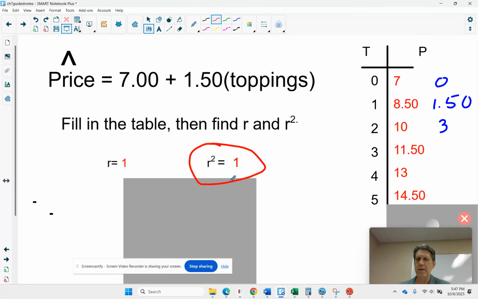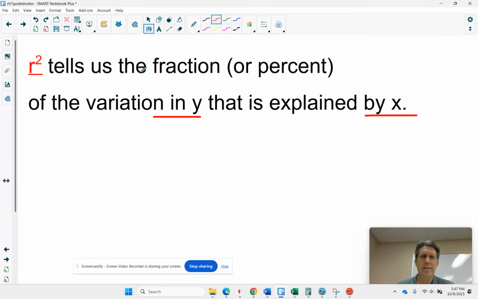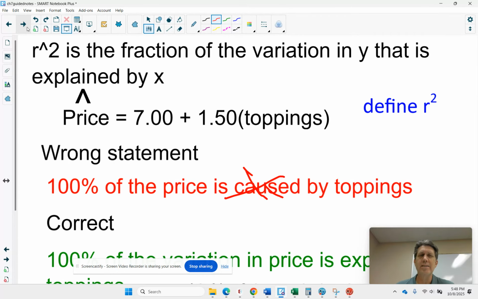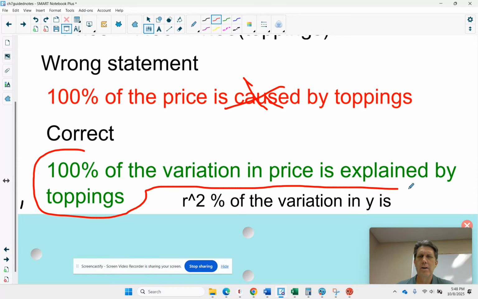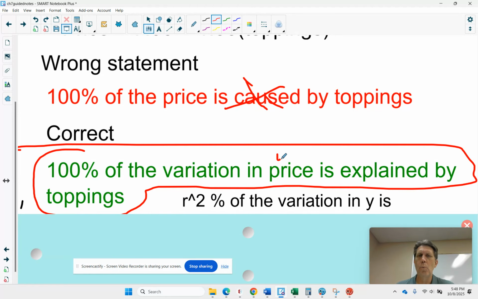Now we want to define r squared. So how do we define r squared? Okay, r squared is the fraction or percent of the variation in y explained by x. So this is the correct statement. I'm going to show you the correct statement. This is it: 100% of the variation in y, which is price, is explained by the number of toppings, x. A wrong statement is this: 100% of the price is caused by toppings. Don't ever say caused. We'll talk about what to memorize with r squared, and we'll work on this more in the other videos. Okay?